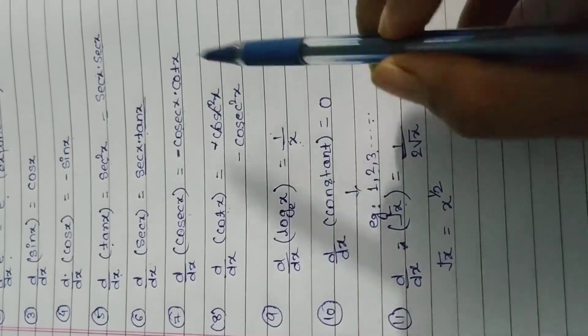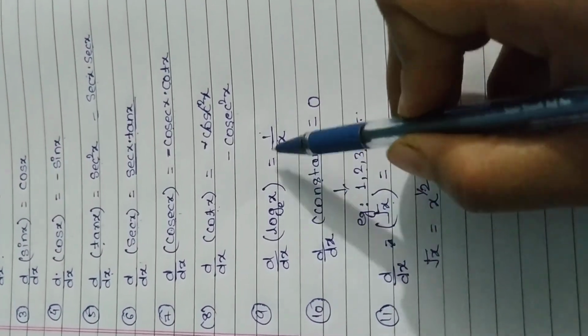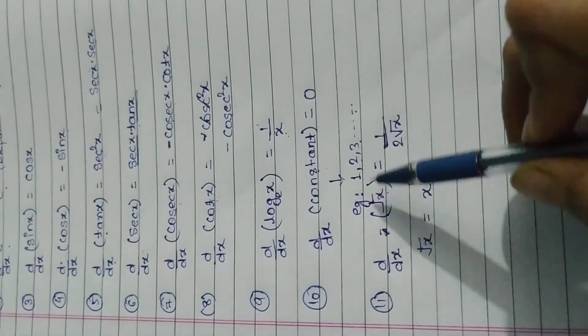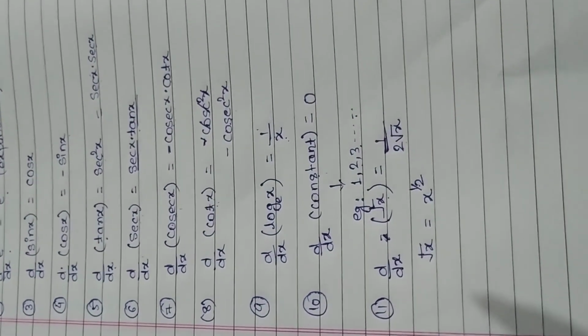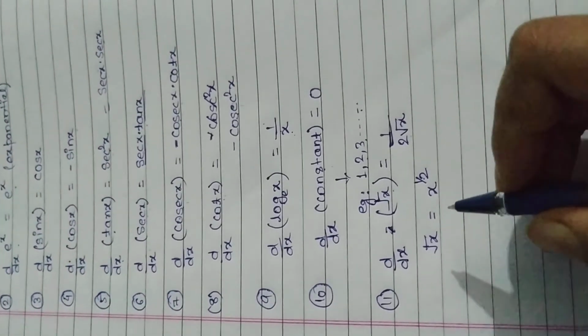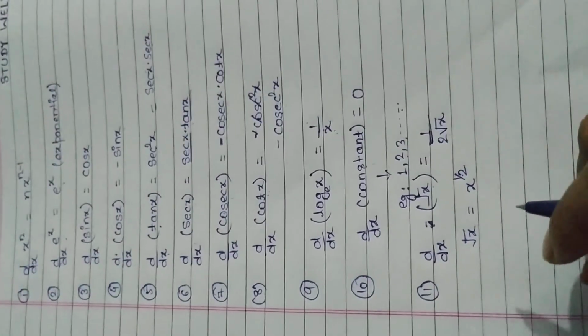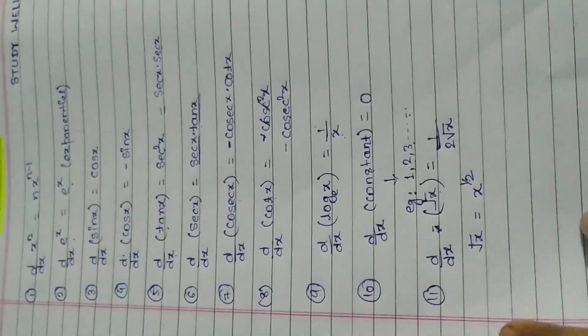This trick is just to make it easy to remember. d by dx log x is equal to 1 by x. d by dx of a constant is equal to 0 and the differentiation of root x is 1 by 2 root x. So now I am going to take some questions and try to solve them with the help of these formulas. So let's start.